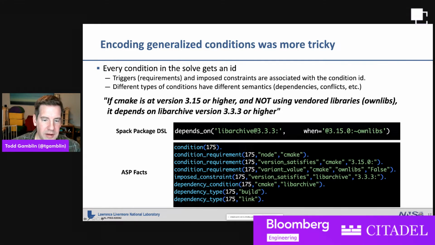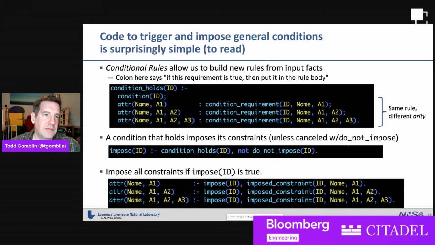There's different types of conditions. I'm not going to get into all of them, but essentially we can use this same structure and logic for things like conflicts and virtual packages, providers, dependencies, and so on. It's very general. And the code to trigger that is actually pretty simple. We can say basically, if these condition requirements are true, then there's this colon syntax that we can use to say, put this term in a rule. So if this condition requirement is true, or any condition requirement that looks like this is true, or any condition requirement that looks like this is true, we basically assemble these rules on the fly out of the inputs.